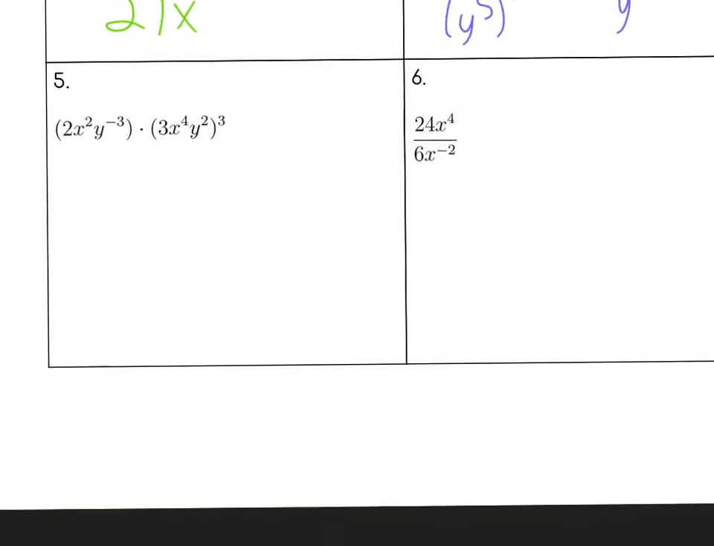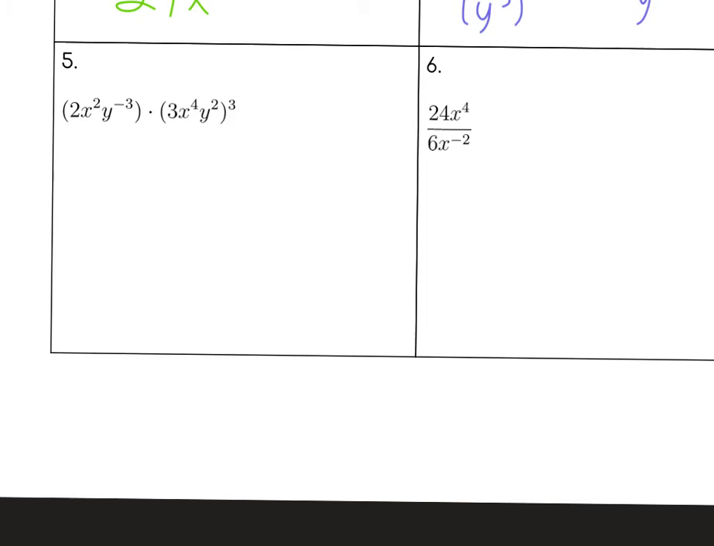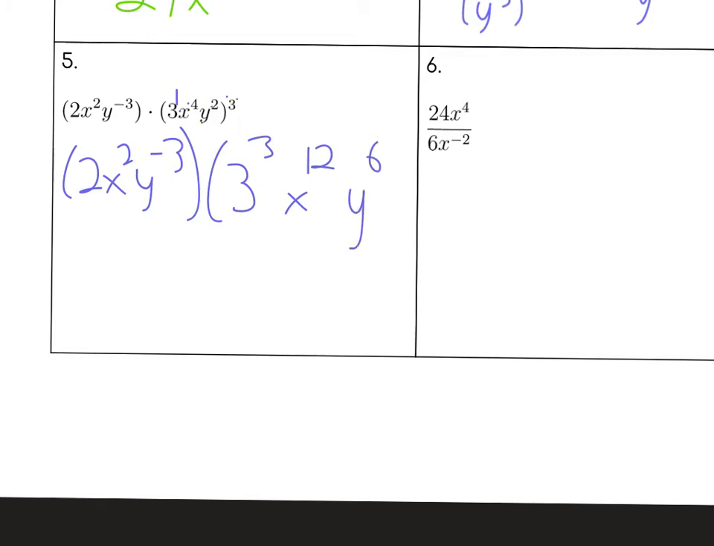The last two on this page. The first set of parentheses I can't do anything with, so let's leave that alone. The second set, put a 1 on that exponent, and let's bring that 3 in. So that's 3 cubed. X to the 4th cubed, we did that above, that's x to the 12th. Y squared cubed is y to the 6th. I get those by multiplying. So that distributes in.